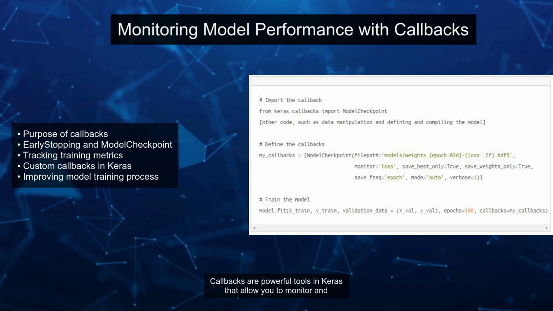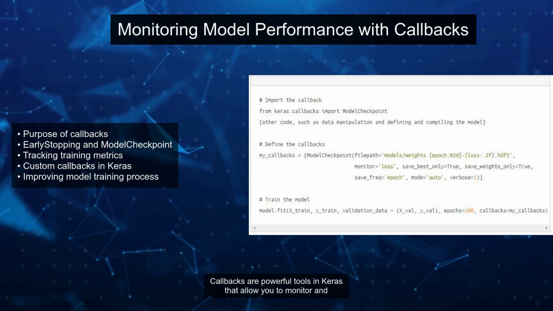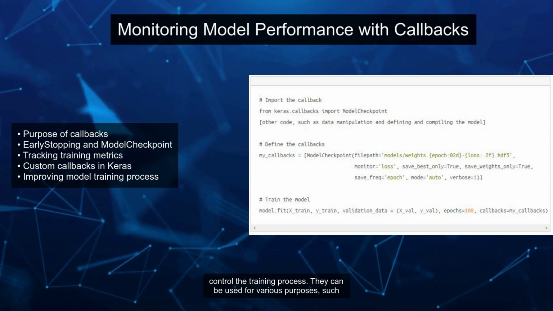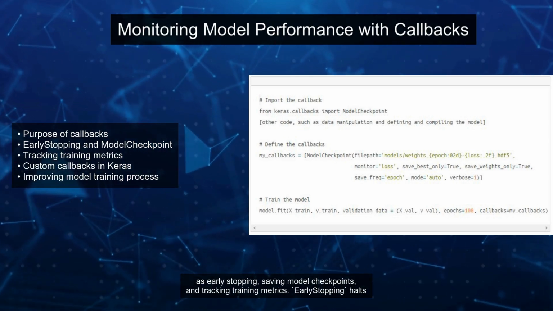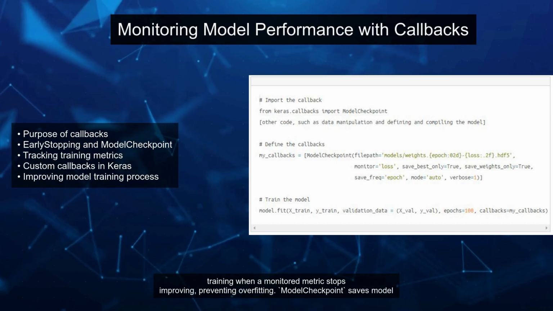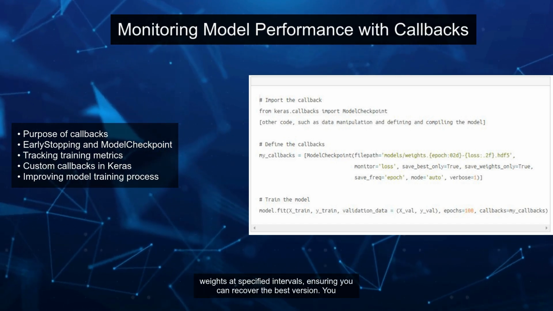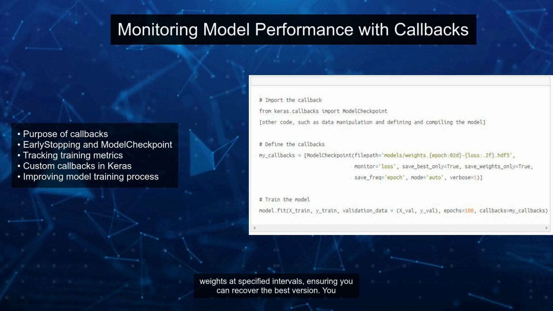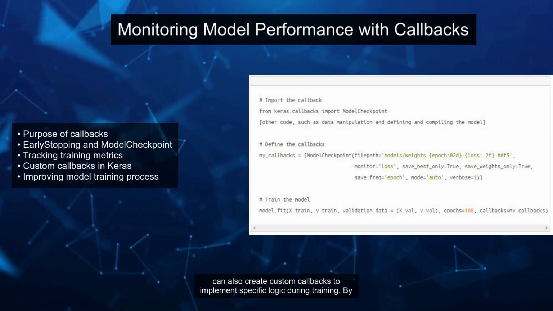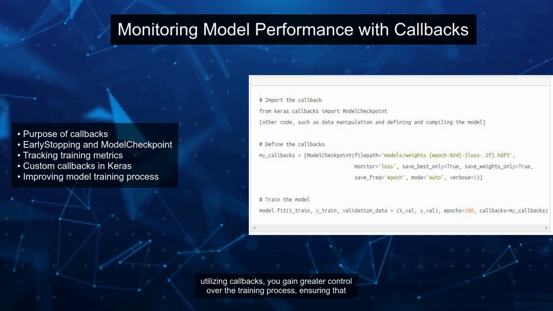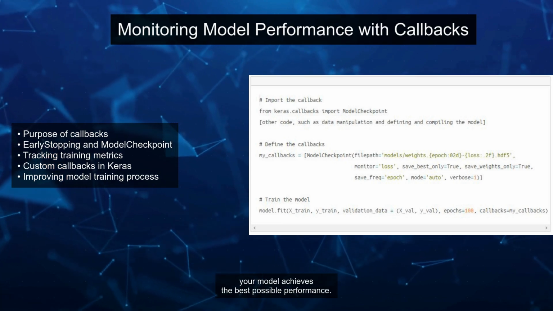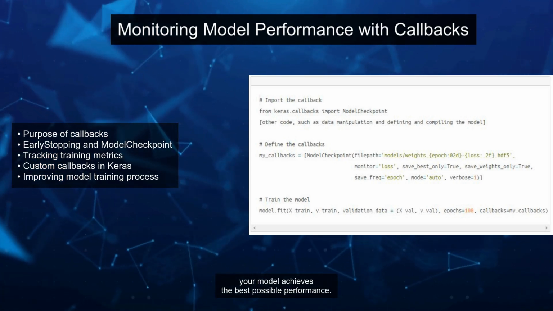Callbacks are powerful tools in Keras that allow you to monitor and control the training process. They can be used for various purposes, such as early stopping, saving model checkpoints, and tracking training metrics. Early stopping halts training when a monitored metric stops improving, preventing overfitting. Model checkpoint saves model weights at specified intervals, ensuring you can recover the best version. You can also create custom callbacks to implement specific logic during training. By utilizing callbacks, you gain greater control over the training process, ensuring that your model achieves the best possible performance.